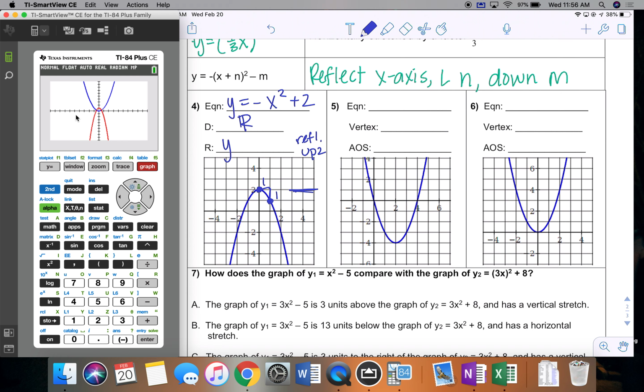And then my range, we start here at 2 and we go down. So y is less than or equal to 2.